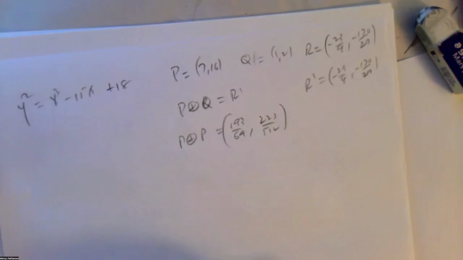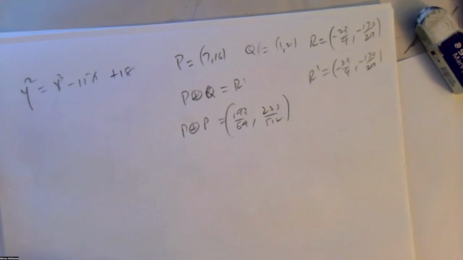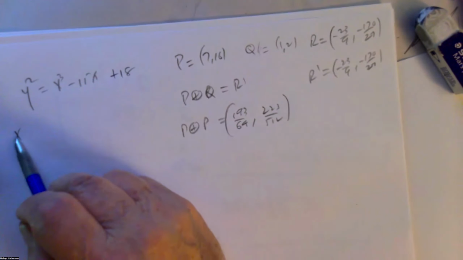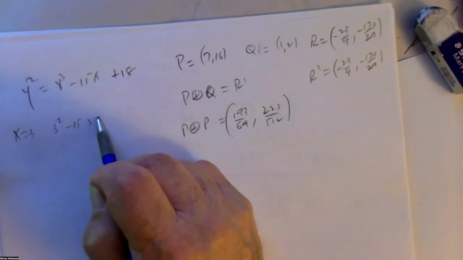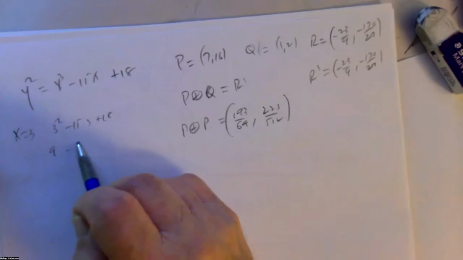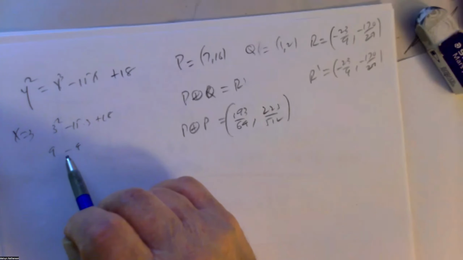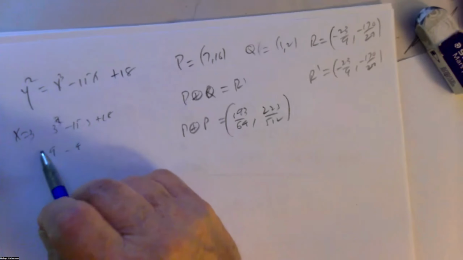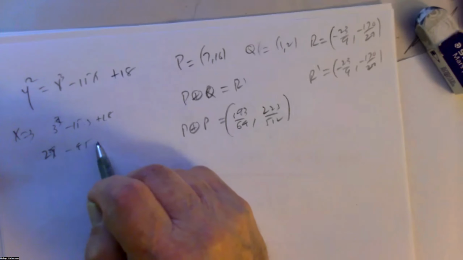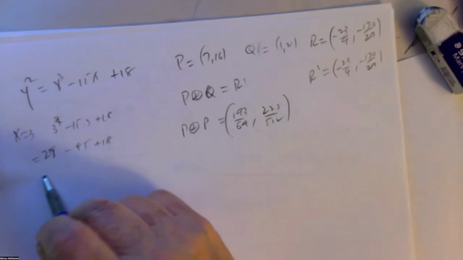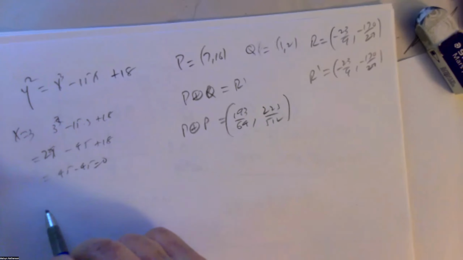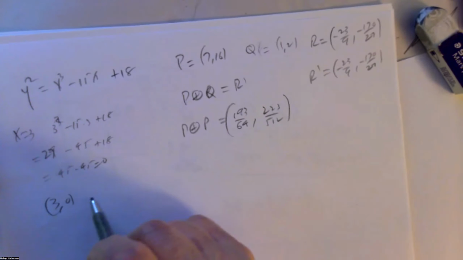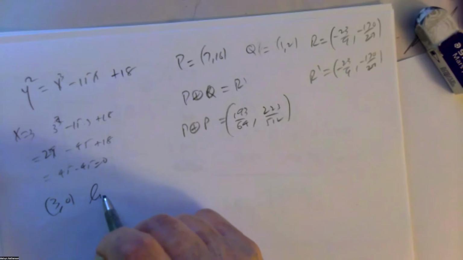There's one more point we can find on this line that's easy to find. If we let x equal 3, we get 3 cubed is 27, minus 45 plus 18, which is 0. So the point (3, 0) also lies on the curve.